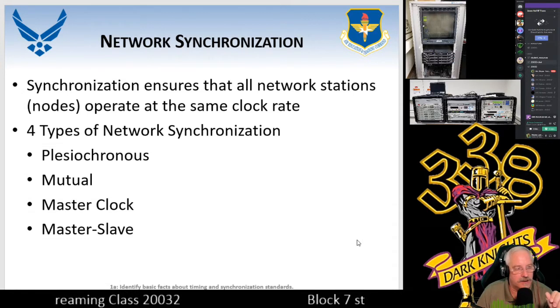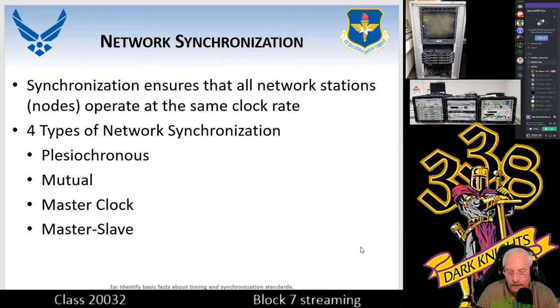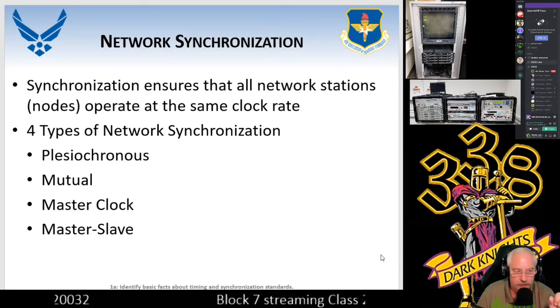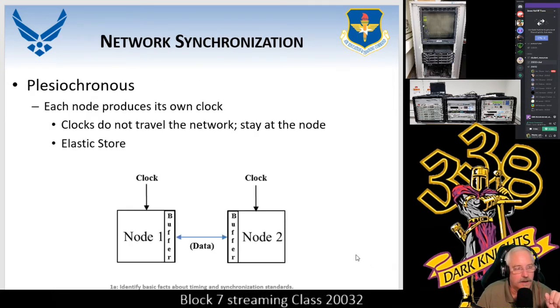Network synchronization. We have 4 different types of network synchronization. We got plesiochronous, which I like to call the dinosaur. For your memory, you have mutual, master clock, and master slave. So let's go through each one of them.